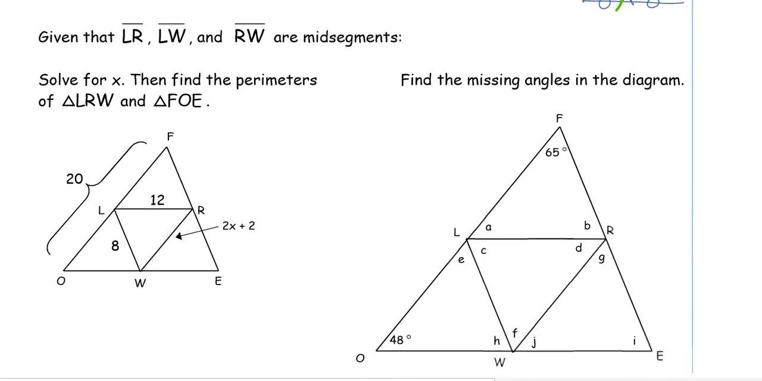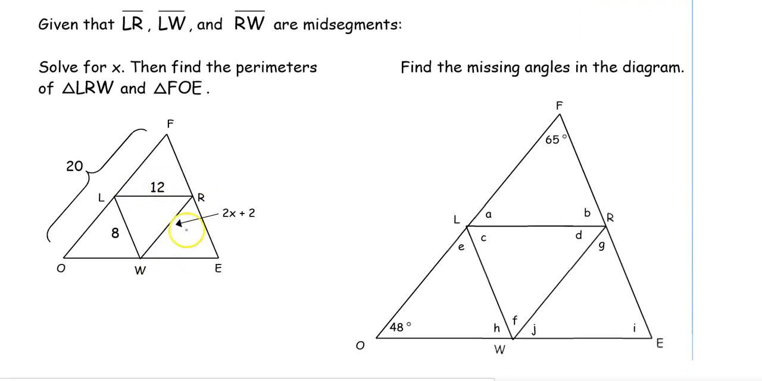Okay, so for the next two problems, we are given that LR, LW, and RW are mid-segments. Solve for X. Now, if you remember from above, one of the properties of a mid-segment is that it's half of the length of the third side. So if I look at this segment and this segment, this small segment is half of the big segment. So if this is 20, half of 20 is going to make this segment right there 10.